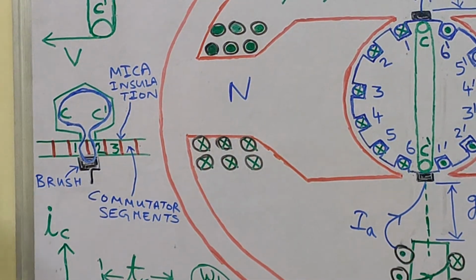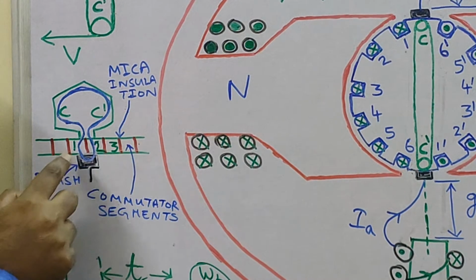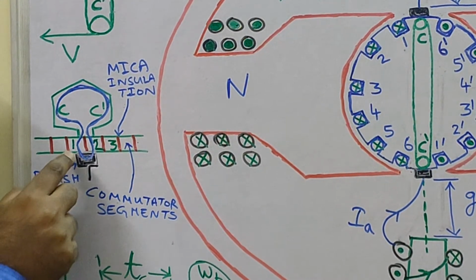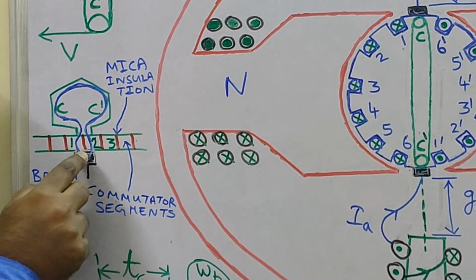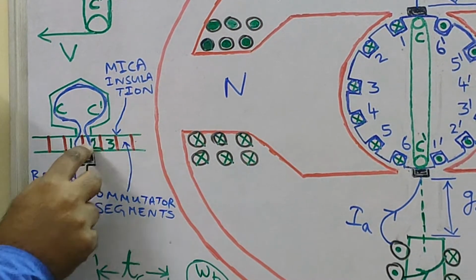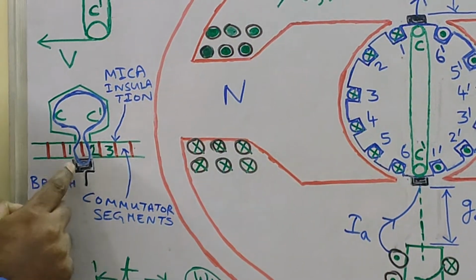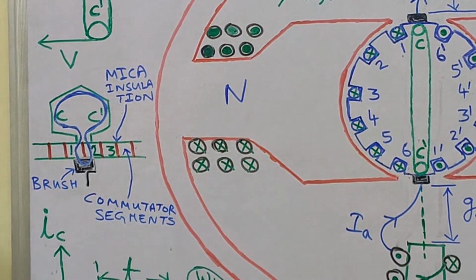How it is getting short circuited, you can view easily that the two ends of the coil CC dash are in contact with commutator segments 1 and 2, and the moment commutator segments 1 and 2 come in contact with the brush, this coil CC dash gets short circuited and the path of the short circuit current flow is indicated by this blue line. Okay, now what will happen?